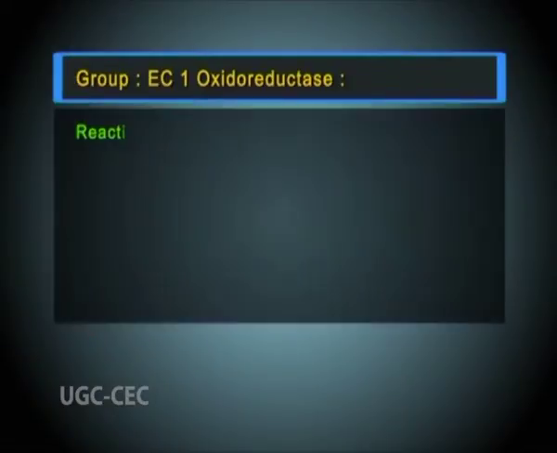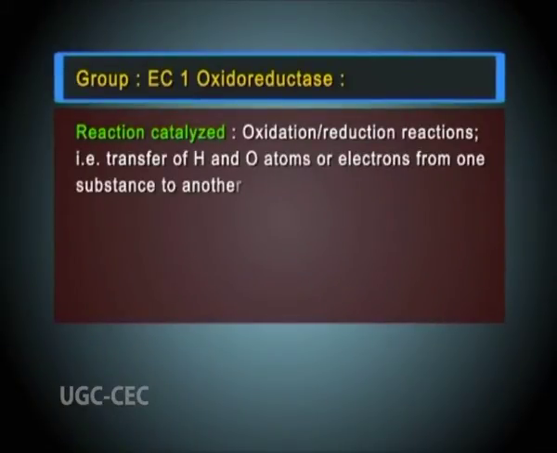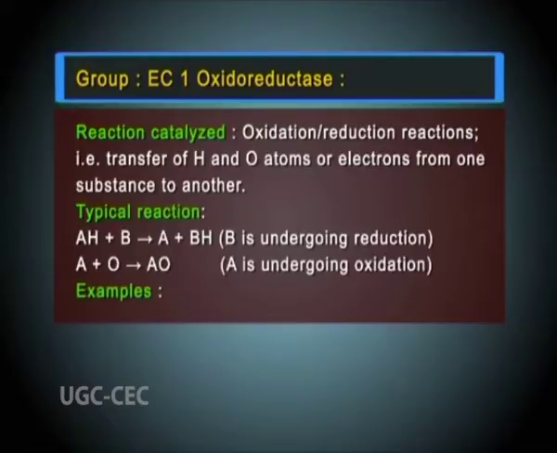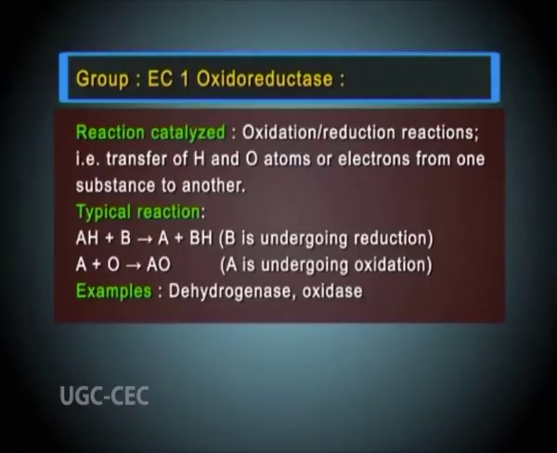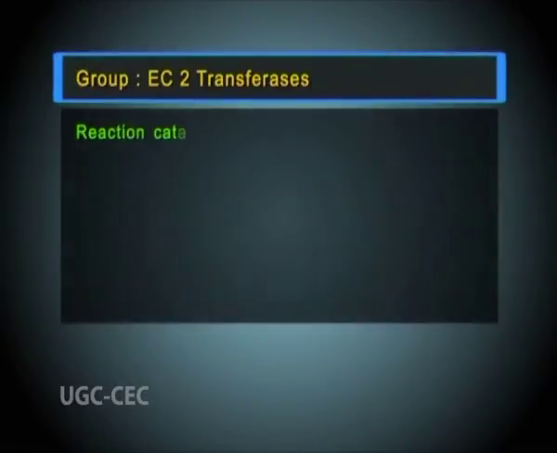Group EC 1 is the oxidoreductases. The reactions catalyzed are oxidation-reduction reactions, that is, transfer of hydrogen and oxygen atoms or electrons from one substance to another. Typical reactions here are AH2 plus B giving A plus BH2, where B is undergoing reduction, and A plus O giving AO, where A is undergoing oxidation. Examples are dehydrogenases and oxidases.